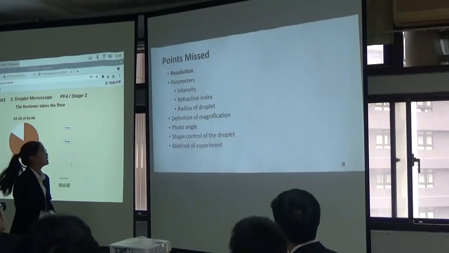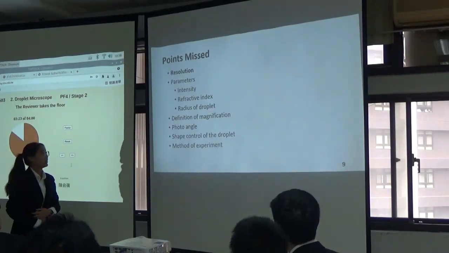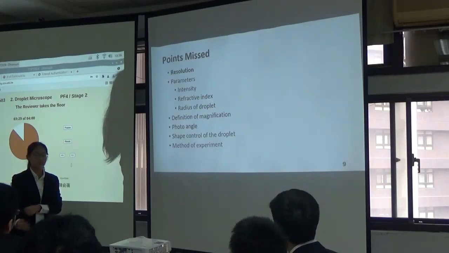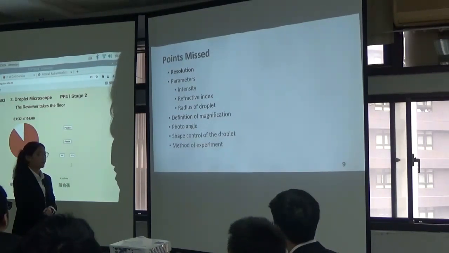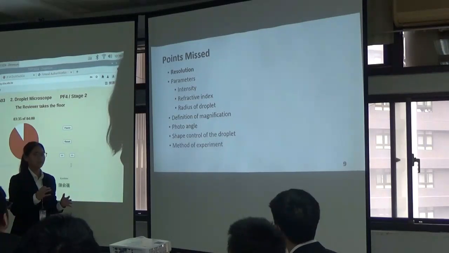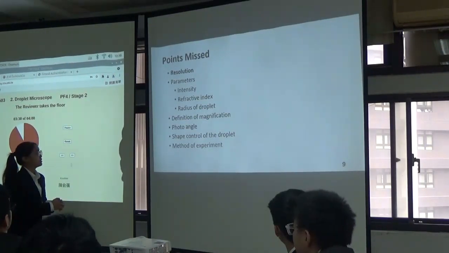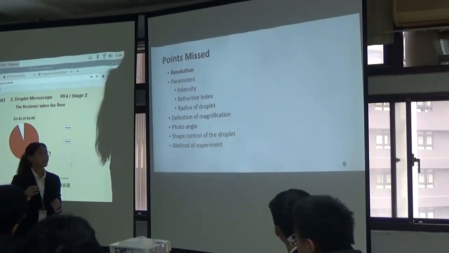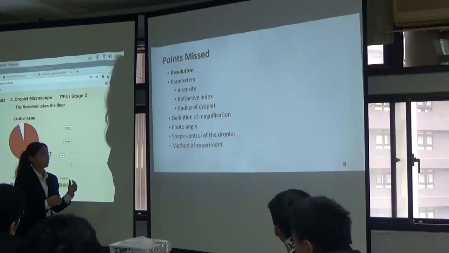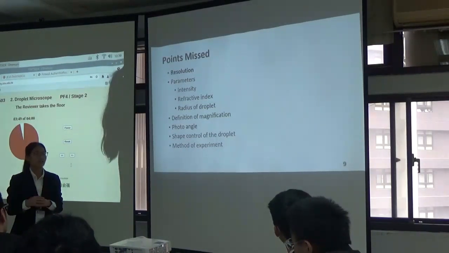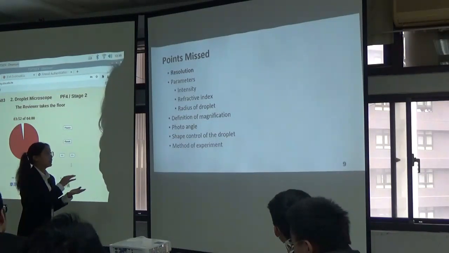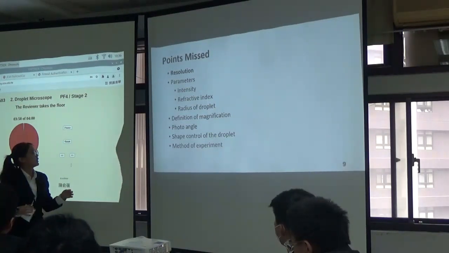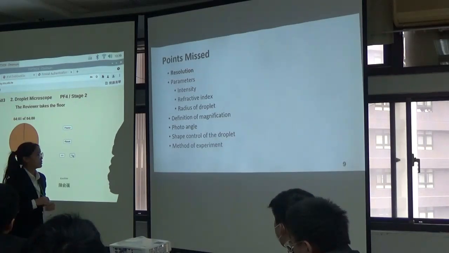And for the points missed, I think there is a lack of discussion about the resolution, which means the definition of the resolution, whether it's the clarity of the image or the pixels we could see per lens. And they also didn't discuss the parameters, which are the intensity of the light and the refractive index of the water and the air. And they also didn't discuss when the radius of the droplet changes, how it will affect the thickness of the droplet or something else. And they didn't discuss the shape control of the droplet.